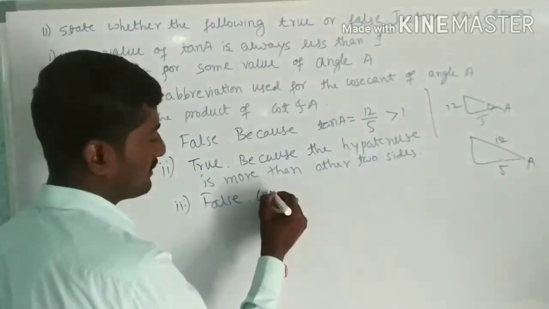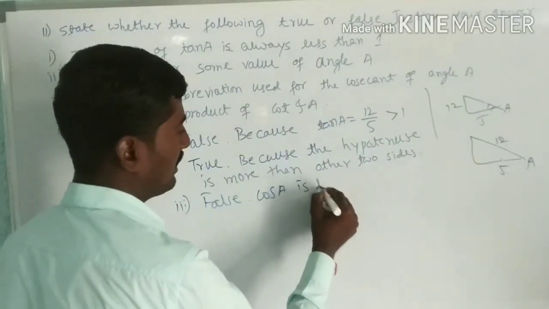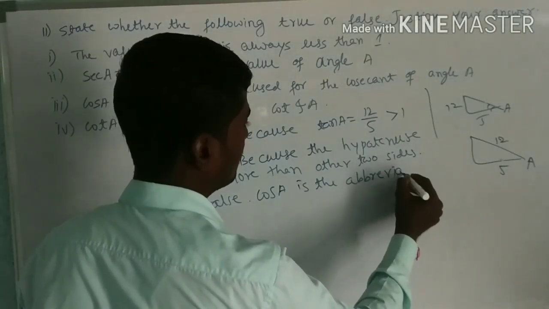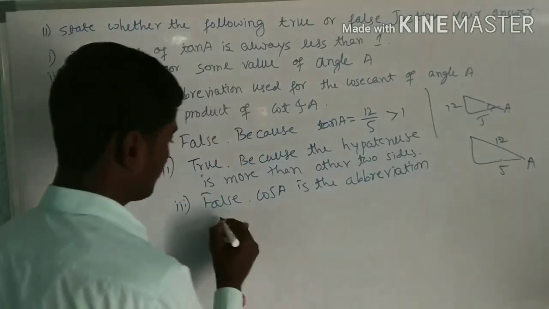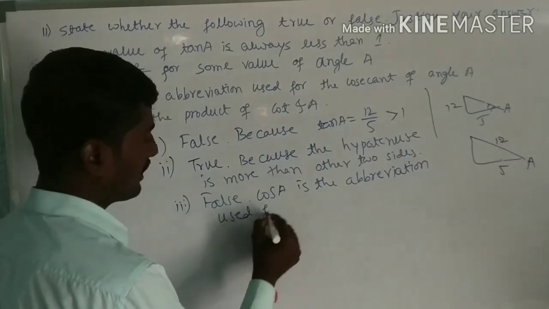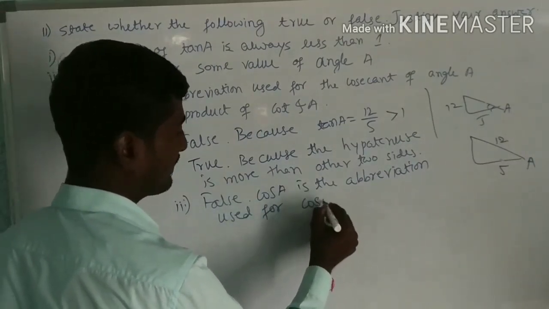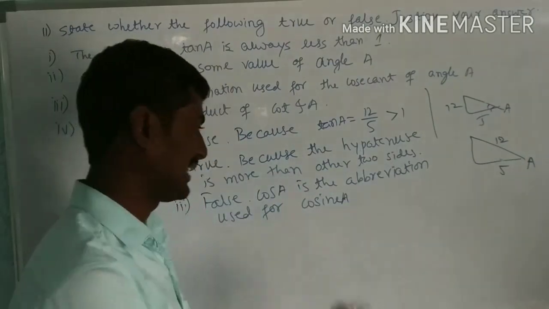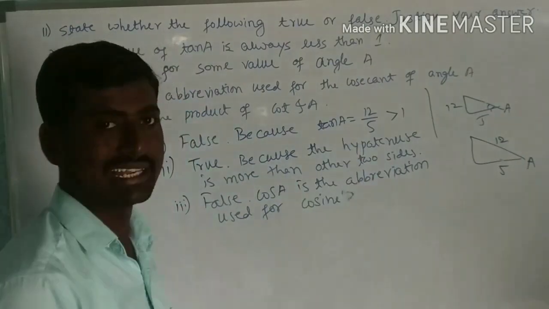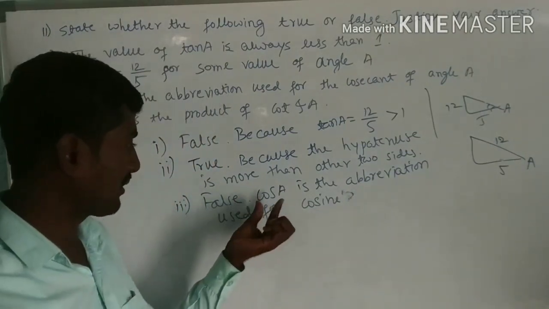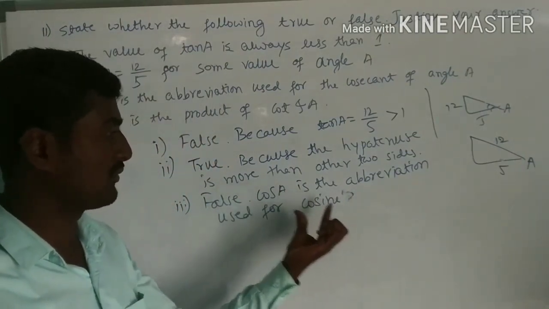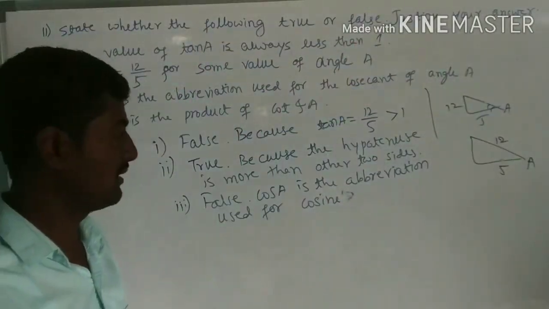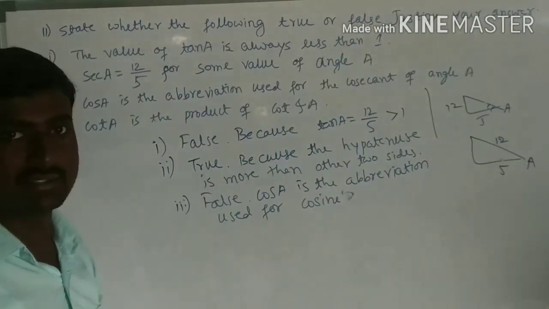cos A is the abbreviation used for cosine. I can write cosine A or cosine. The abbreviation cos A is used for cosine, but cosecant is nothing but cosec. So the given statement is false.